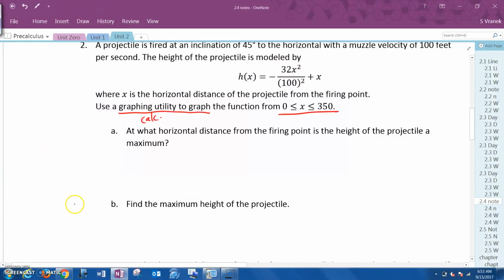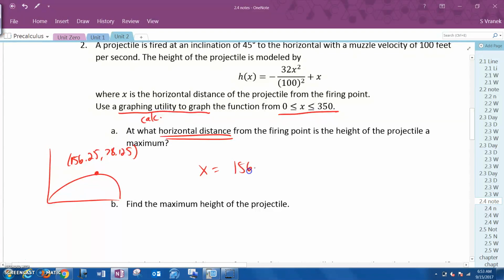So this looks like this, and the vertex is at 156.25 and then 78.125. So it says what horizontal distance. That's usually x. So we would say the horizontal distance is 156.25 when it's at its highest point. And then it says find the maximum height. You guys already did that. It's the other number in the vertex. It's the y value. So the maximum height is just 78.125 feet.